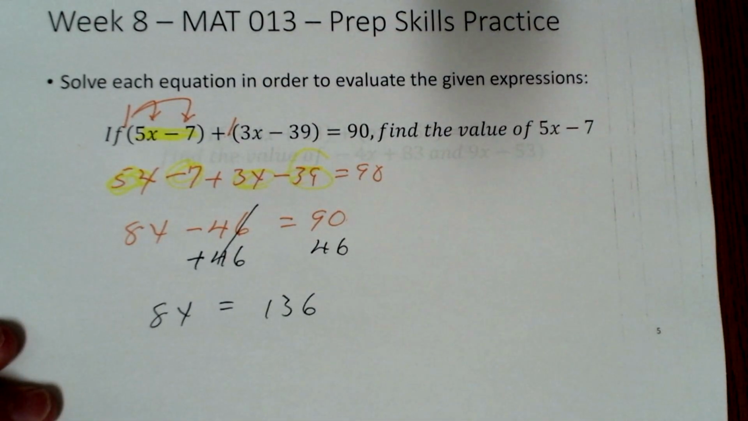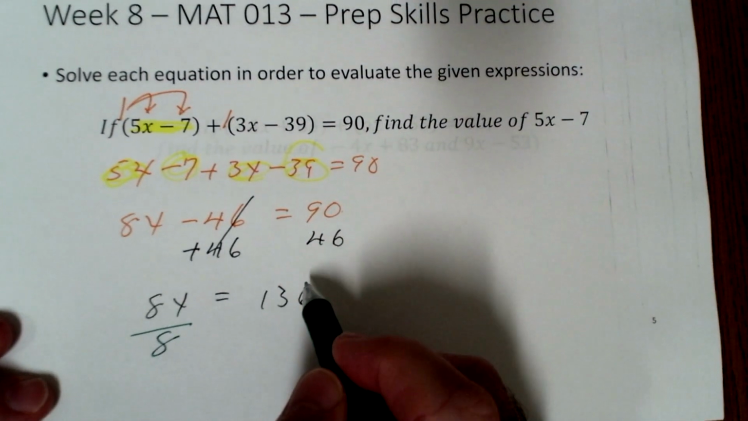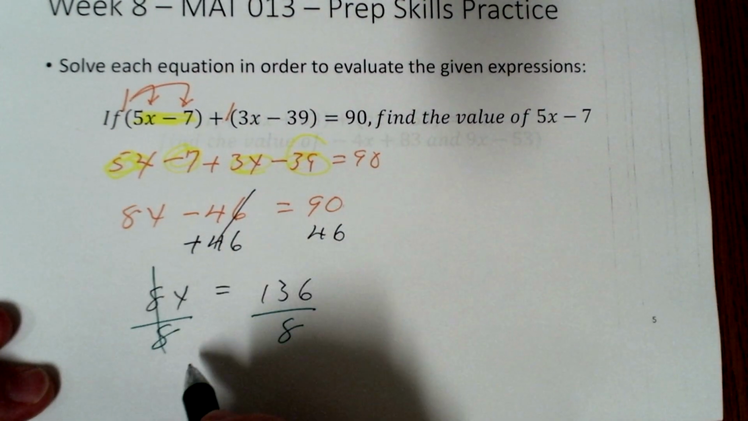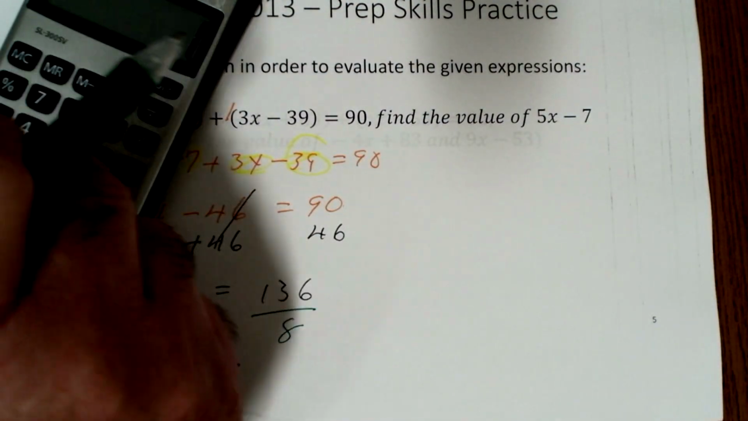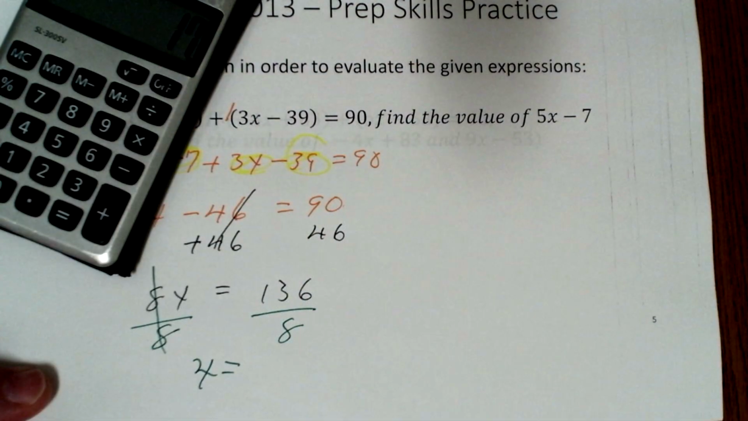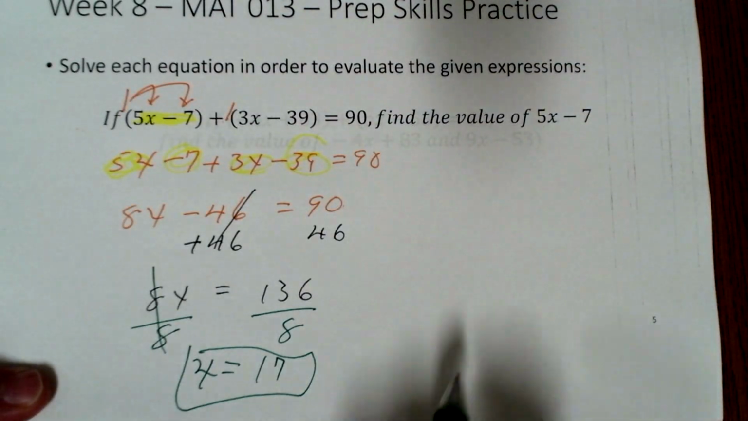We want our variable by itself, so at this point we're going to divide by our coefficient, remembering our sign goes with our coefficient on both sides. We're left with the final solution. x is equal to, let's see here, 136 divided by 8 is equal to 17. Okay, so our value for x is 17, but we're not done.